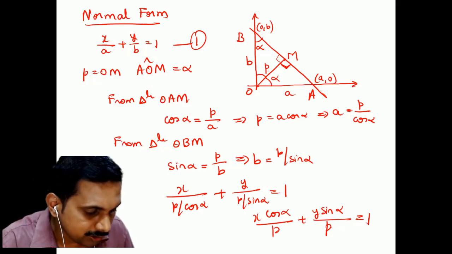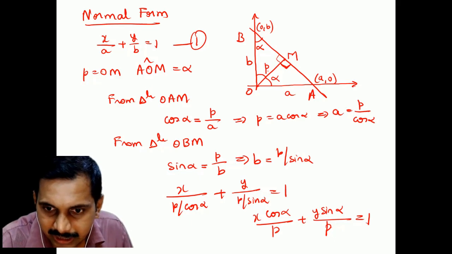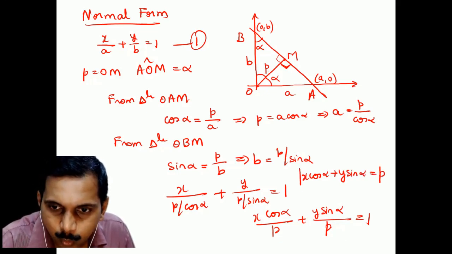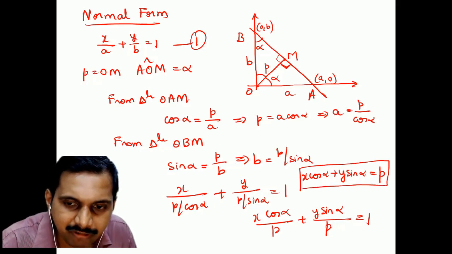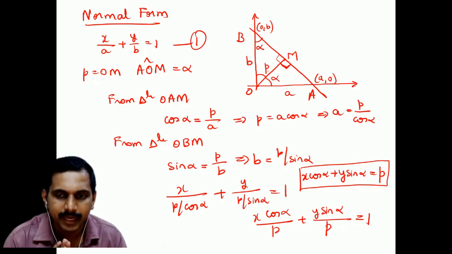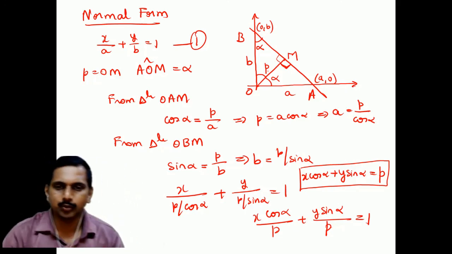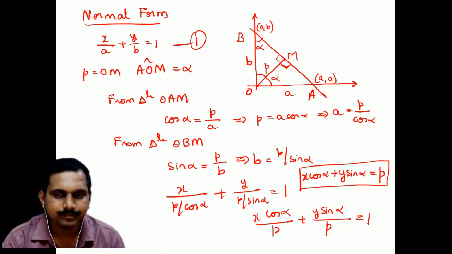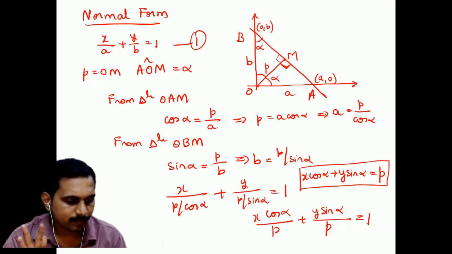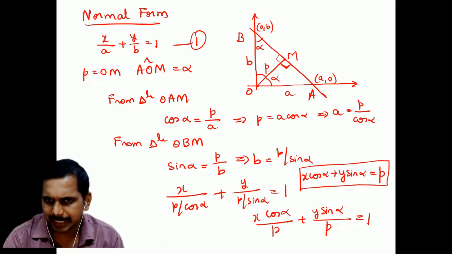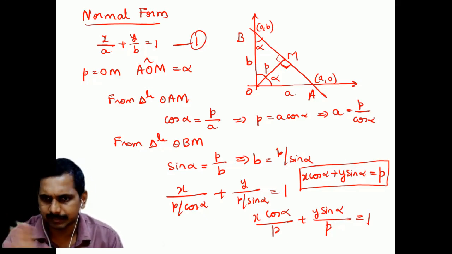Or in general we can write this as x cos alpha plus y sin alpha is equal to P. Very important. These are the different types of lines which are there. I hope you get this, students. Any doubts still? Tell me. Write it down. Basics, all the basics should be clear. We will go step by step. Clear the basics, and the others will be very, very clear.